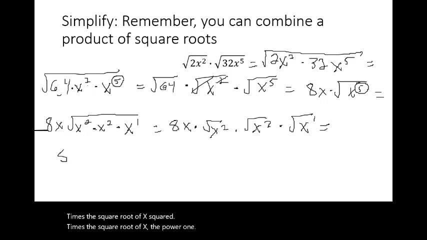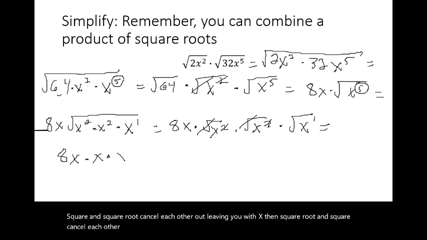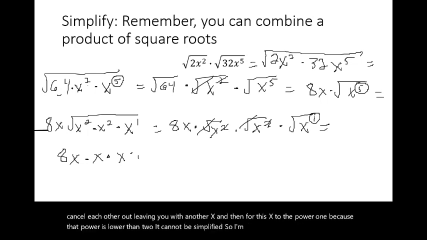So that leaves us with the 8x still there. Square and square root cancel each other out, leaving you with x. Then square root and square cancel each other out, leaving you with another x. And then for this x to the power 1, because that power is lower than 2, it cannot be simplified, so I'm going to have to just leave it as the square root of x.